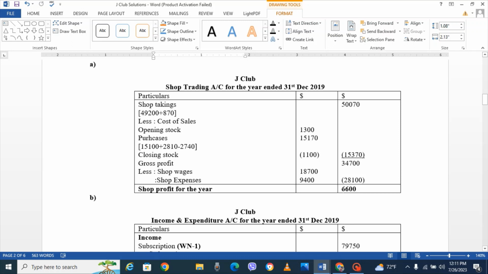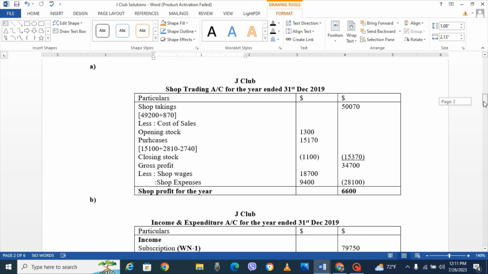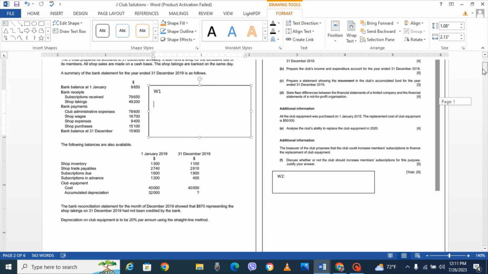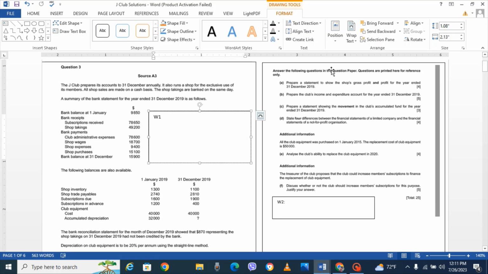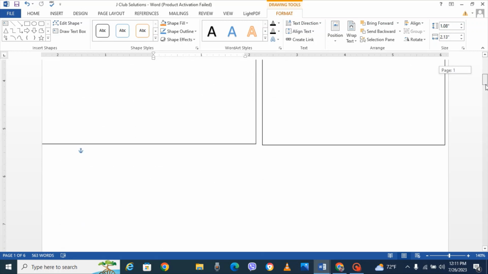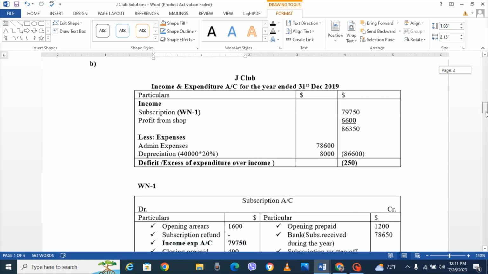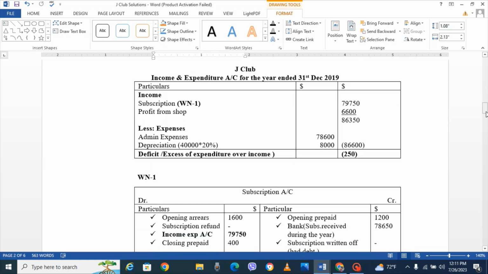So now let's see what is the requirement of B. In B, the question has asked you to prepare the Clove's income and expenditure account for the year ended 31st December 2019. So now let's go through the preparation of this income and expenditure account. At first write J Clove at the top and write income and expenditure account for the year ended 31st December 2019. Below that, the particulars and dollar column is mentioned here.